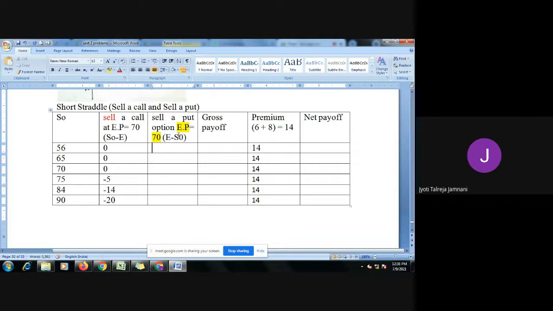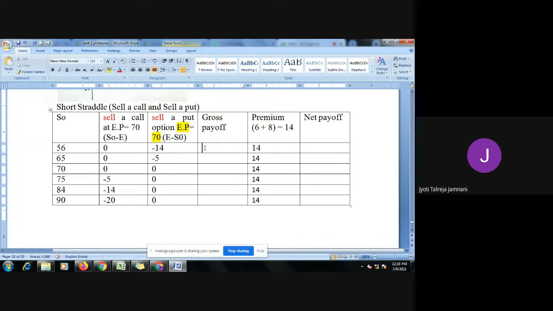Then for the put, E minus S naught. Now we should do 70 minus 56, which is 14. 70 minus 65, 5, 0, and then all 0. This also, because it is sold, we add a minus.